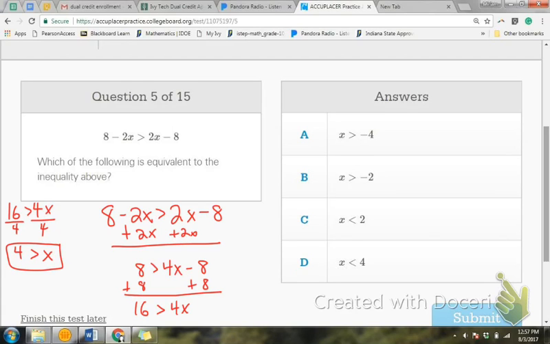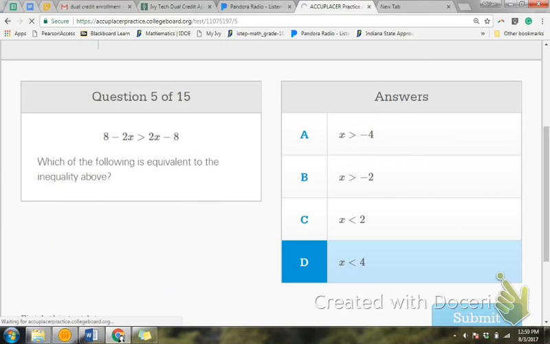First of all, the only one that has positive 4 as an answer is D, right? But if A was also 4, you would have to be careful between the two of them. All right? So x is less than 4. Notice the small end is pointing to the x. The small end is pointing to the x. So D is our answer. How many of you got that one right? I don't know what I did. Okay, that 8 is already positive. Go over to the other side. Yep, you should have subtracted it. Okay, so D is our answer.